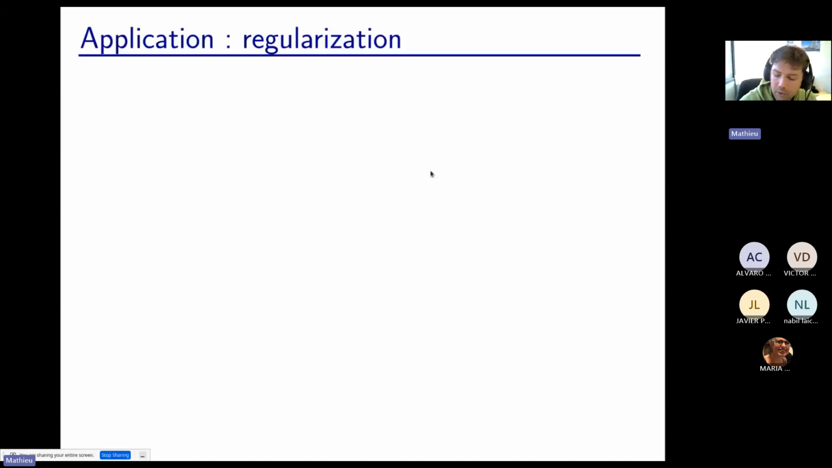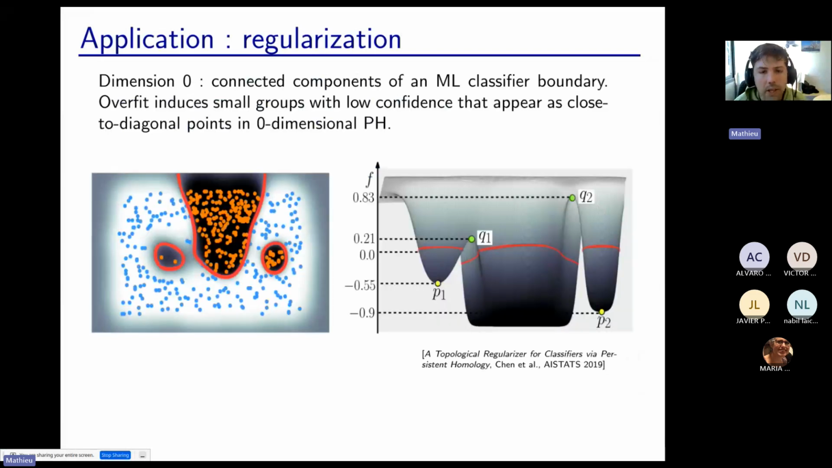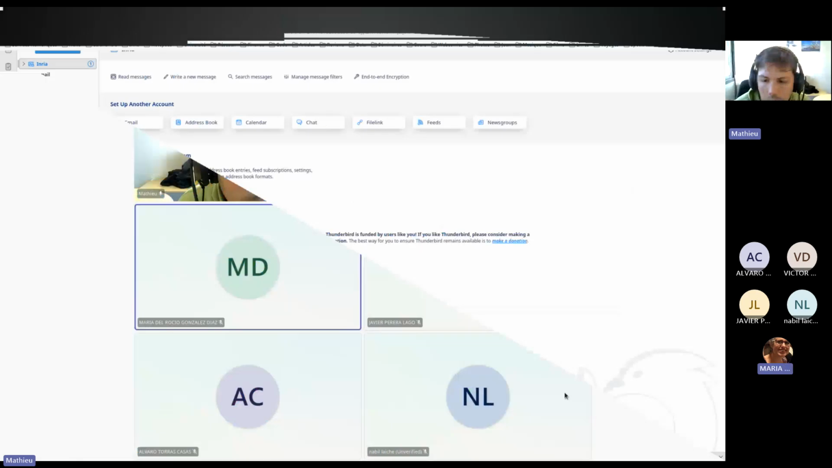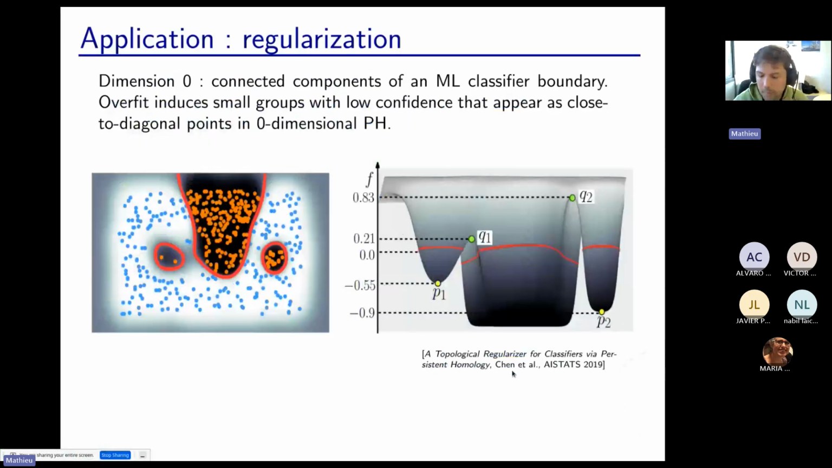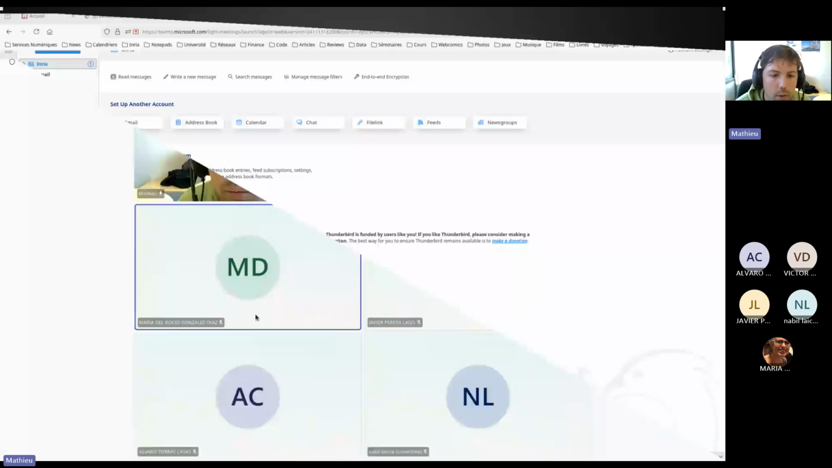One application I would like to give more details about in this presentation is something slightly different, related to what is called regularization. This is a typical example that comes from a paper of my colleague of 2019. Regularization is really about not creating a descriptor, but rather constraining models based on topology. And here's a reason why that could be interesting.